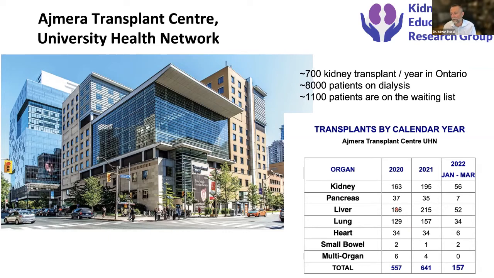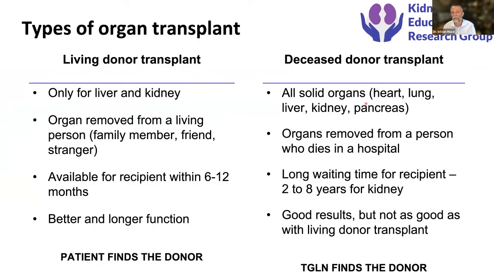These years here are for the COVID years, and unfortunately, COVID impacted our transplant activity in 2020. We only did around 160 kidney transplants, although it's coming back to around 200, 220 last year, and hopefully we will be able to do as many this year as well. In Ontario, about 700 kidney transplants are done every year. There are about 8,000 patients who are on dialysis, and only around 1,100 are on the waiting list. So getting on the waiting list is quite important because, as we discussed, transplant is a better treatment.